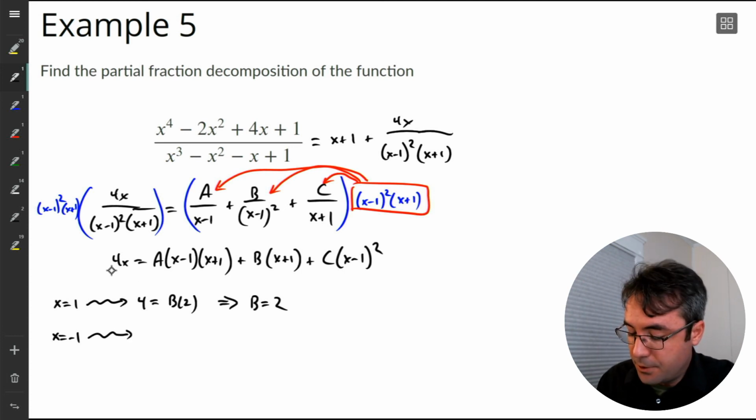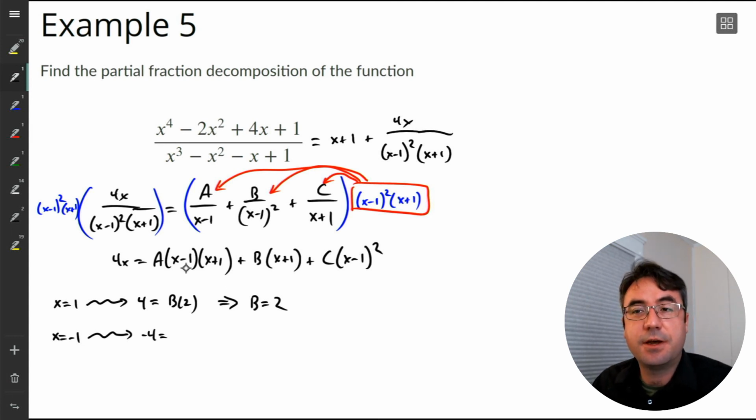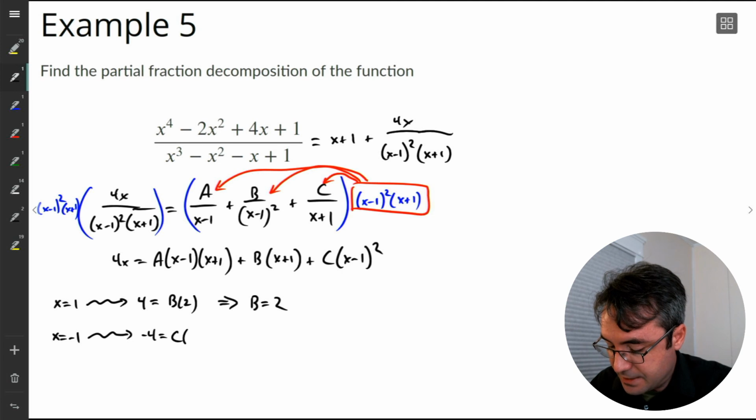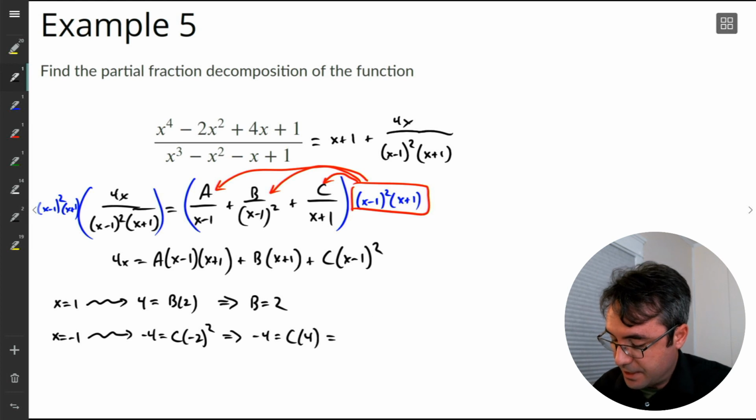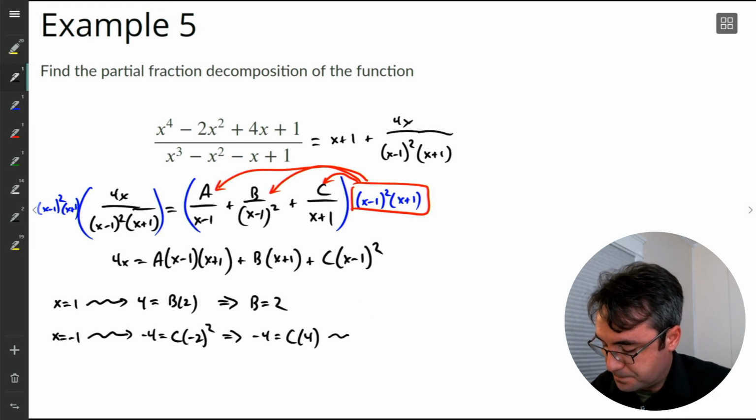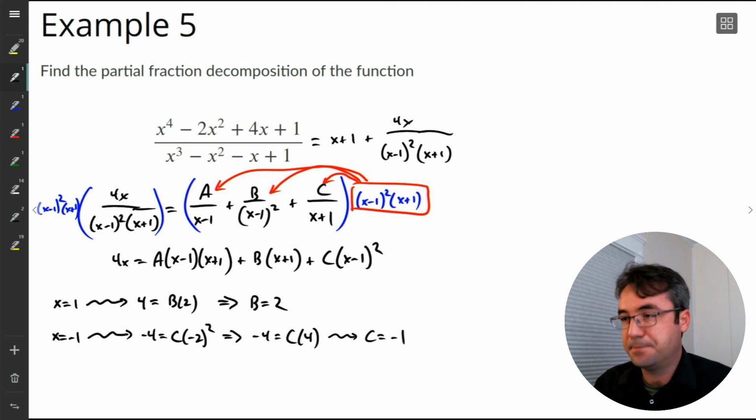And so as we're looking through, on the left, let's plug in, we get negative 4. But then on the right side, wherever I have an x plus 1, that's just going to get canceled out. The whole thing's going to become 0. So this whole first piece with a is going to cancel out. This whole piece with b is going to cancel out. And then we have our c term here, which is going to be c times negative 2 squared, which ends up being negative 4 is equal to c times 4, which is going to give us c is equal to negative 1.